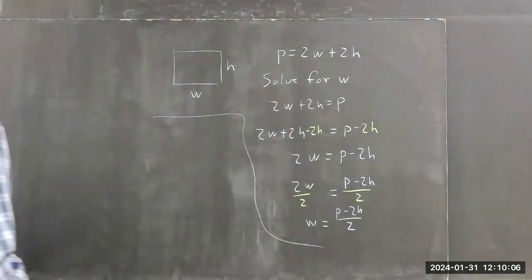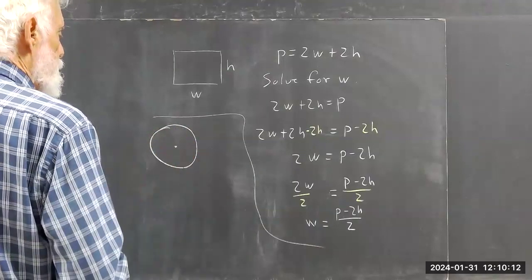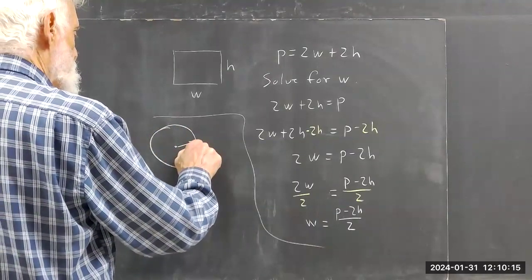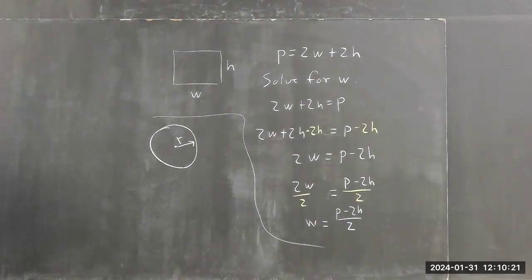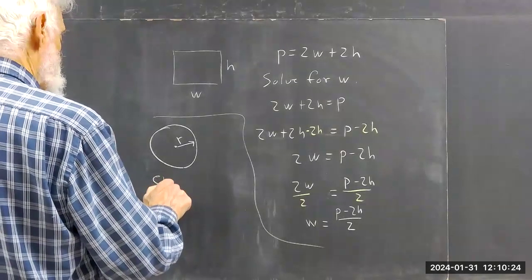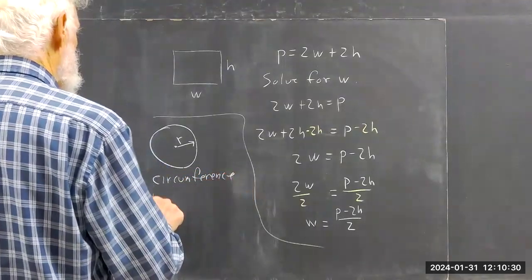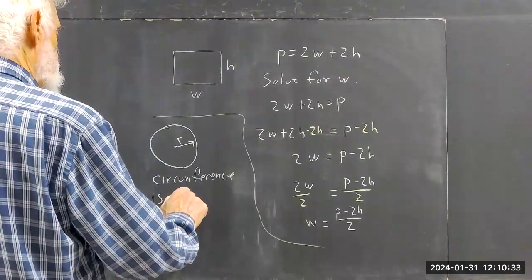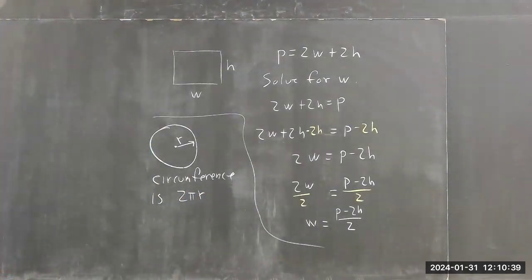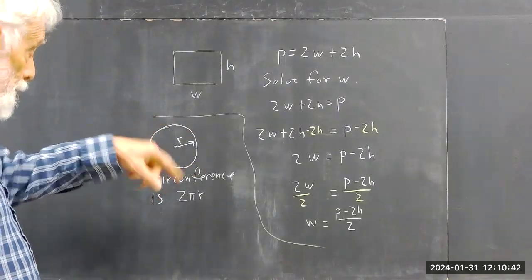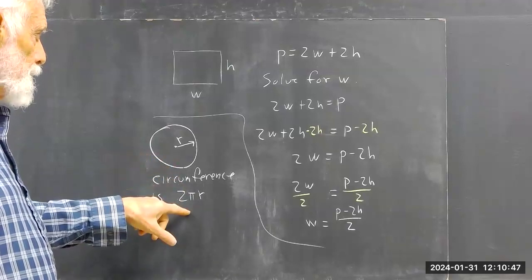And so here's another one. I've got a circle. Its radius is R, and its circumference is 2 pi times R. Very common, fundamental geometric fact. Bad looking circle, but that is a good one. The circumference is 2 pi R.